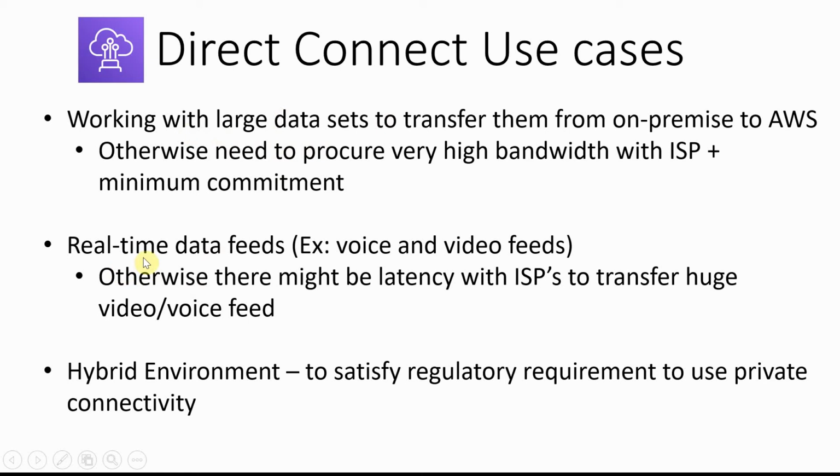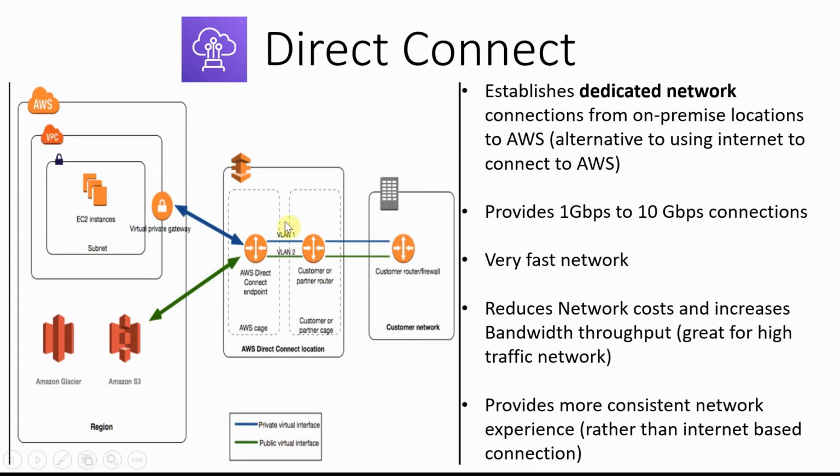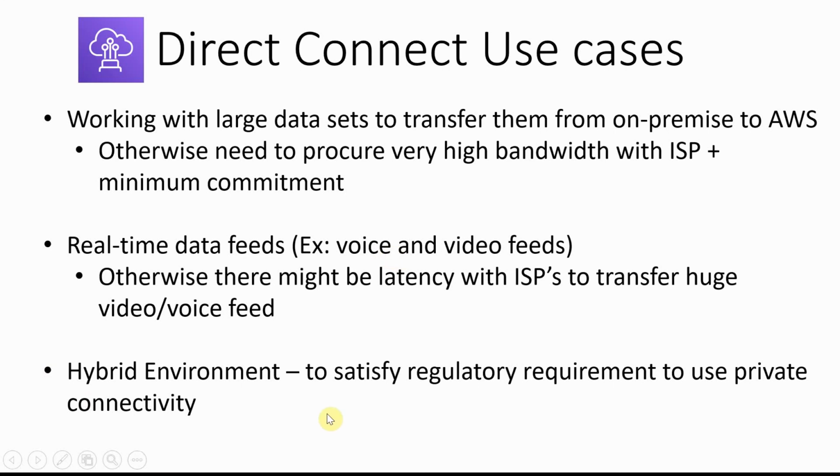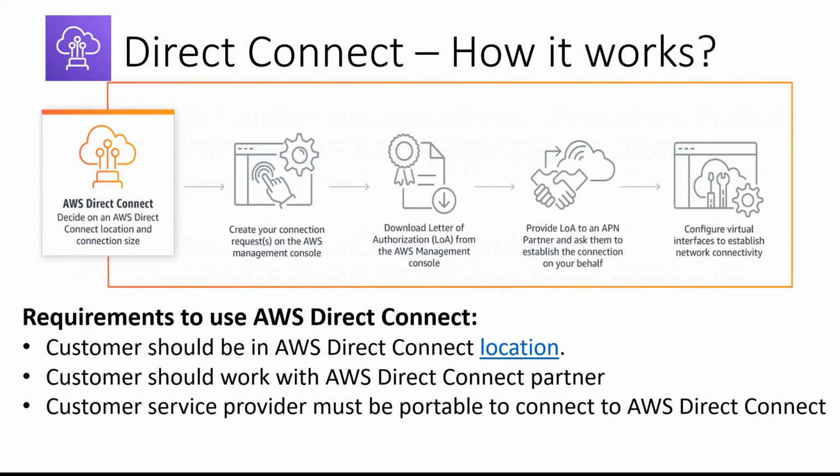Then we're also talking about real-time data feeds of voice or video. Generally voice or video feeds are pretty data intensive. If your use case involves such real-time voice and video feeds, you need to have your own bandwidth, so you don't have to rely on your ISP vendor who's providing internet. That's another very common use case. And also for regulatory requirements, where you want to use your own private connectivity, Direct Connect will play a major role.